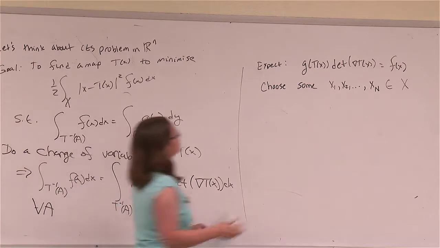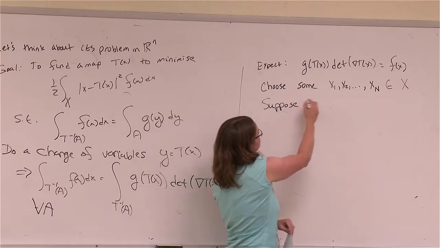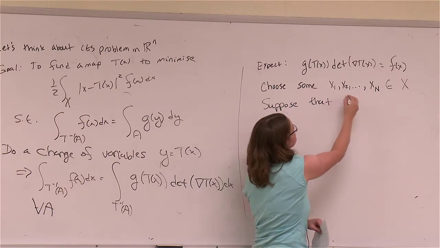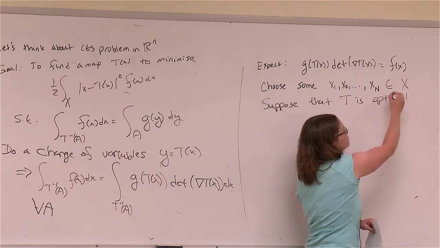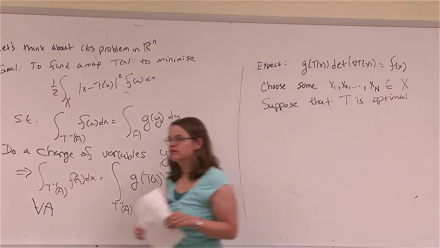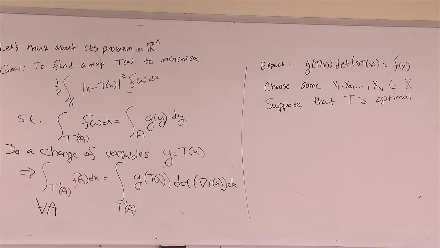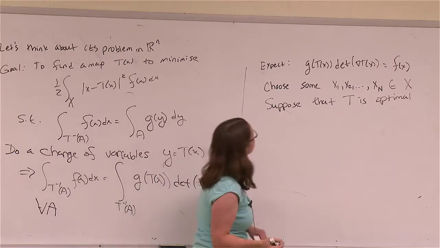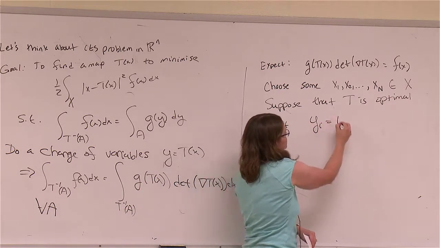Now, again, let's suppose that T is optimal. At this stage, I'm assuming we have an optimal map that's nice enough. I'm just trying to say what properties it must have. Later on, we're going to try to decide if we can actually find an optimal map. So suppose that T is optimal, and let y_i equal T of x_i.